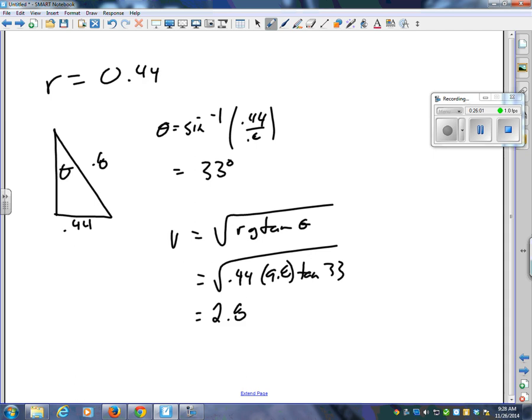2.8 what? 1.67, Peyton? Okay. Thank you. 1.67 meters per second. So that is our theoretical speed. So how can we find the actual speed?